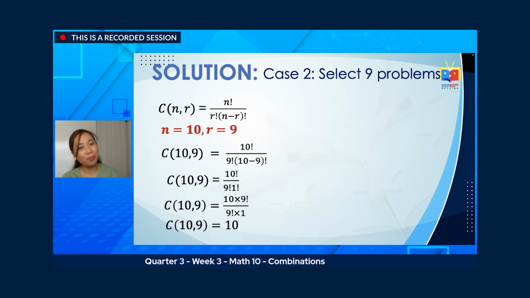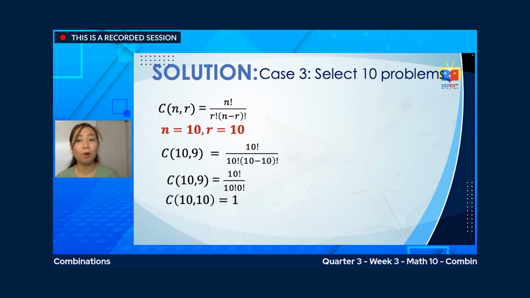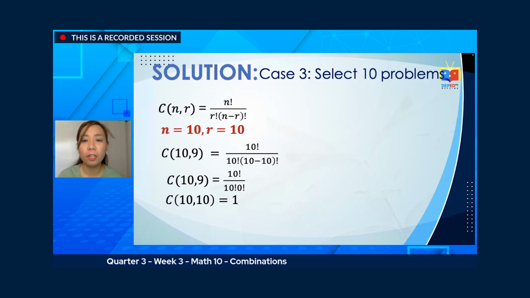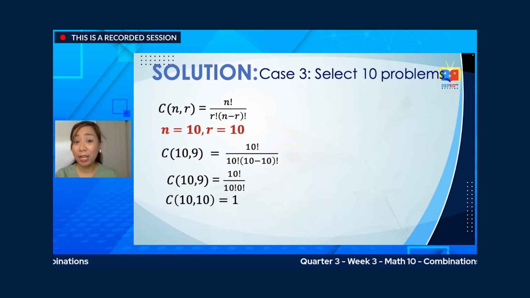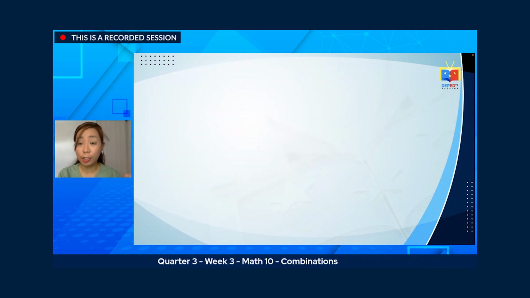And now let's go to case number 3. Now, what if we have to select them all? Remember, when n is equal to r, we want to select the 10 problems at once. Therefore, your combination is equal to 1. We now have solution for case 1, 2, and 3.